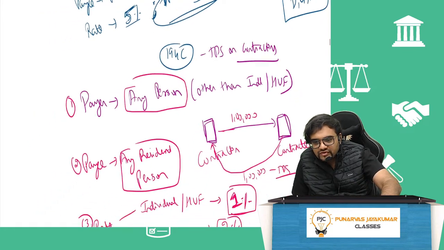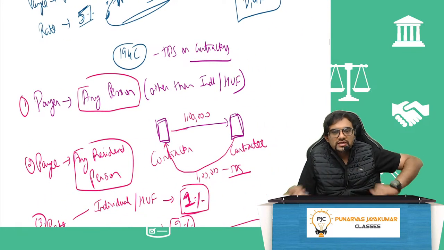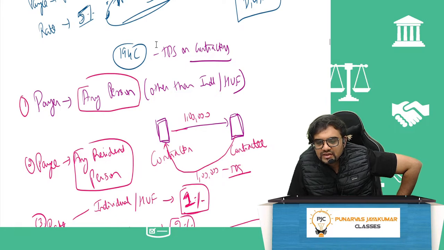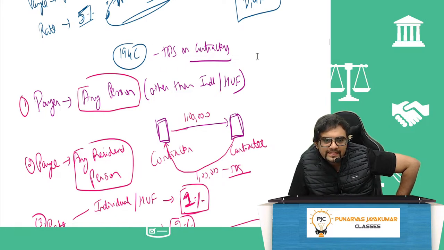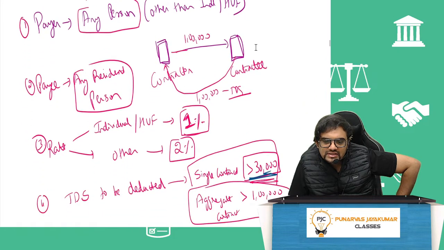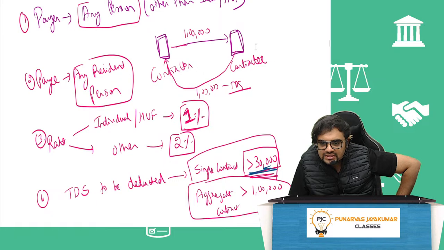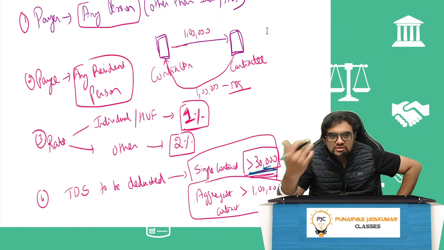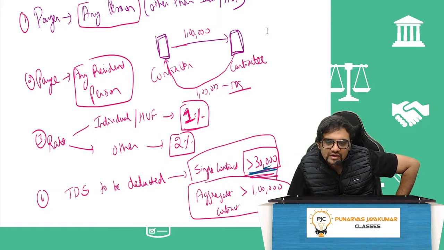194C, TDS on contractors. Who is the payer? Any person other than individual or HUF will be considered as the payer. Payee will be any resident person. For example, if I am giving you a contract worth 1 lakh rupees, you are the contractor, I am the contractee. When the contractee is paying the money, you should deduct TDS and pay to the contractor.